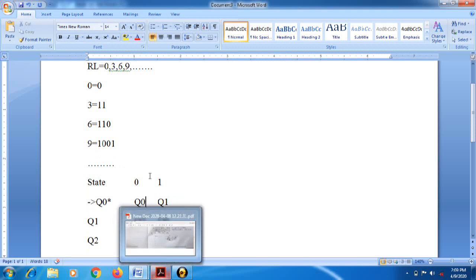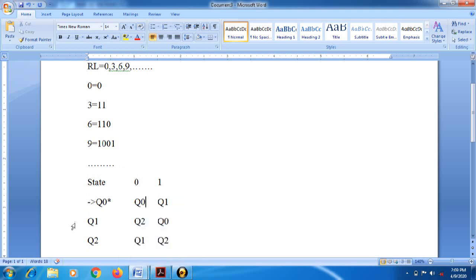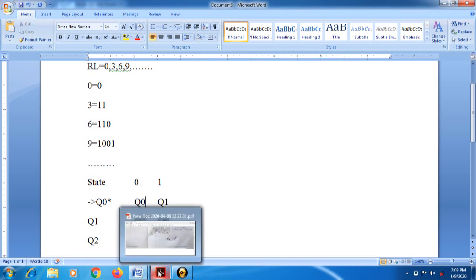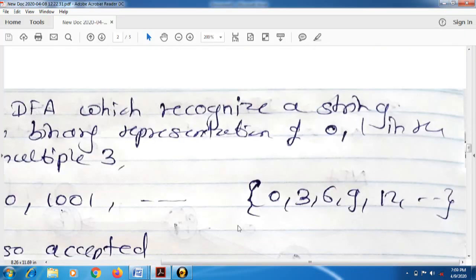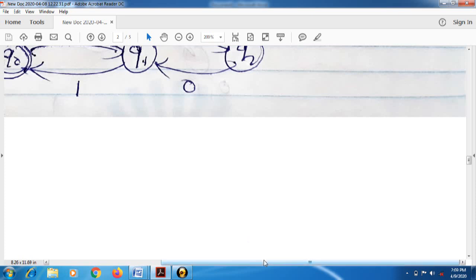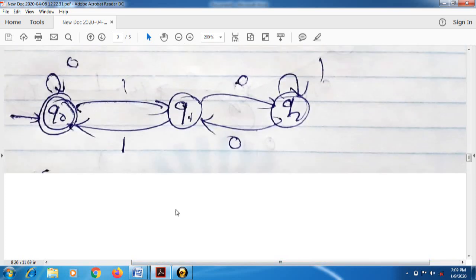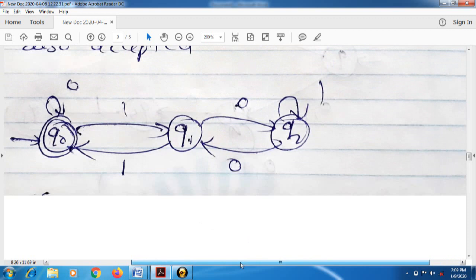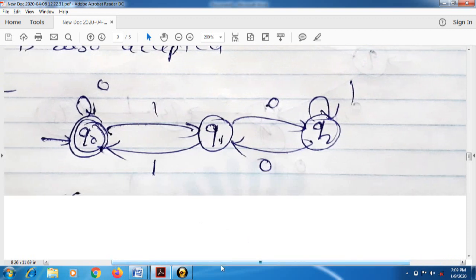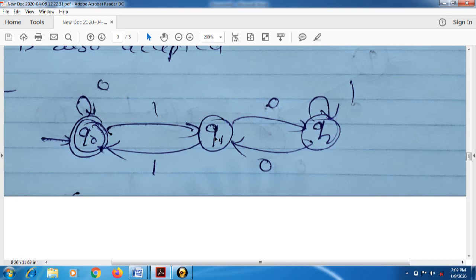So according to this transition table, our state transition diagram becomes like this. This is the state transition diagram for the strings which are multiples of 3. Now see, Q0 is our starting as well as final state. Q1 and Q2 are our intermediate states. Whenever 0 occurs, it remains in the same state. For 3, it goes from Q0 to Q1 and Q1 to Q0.